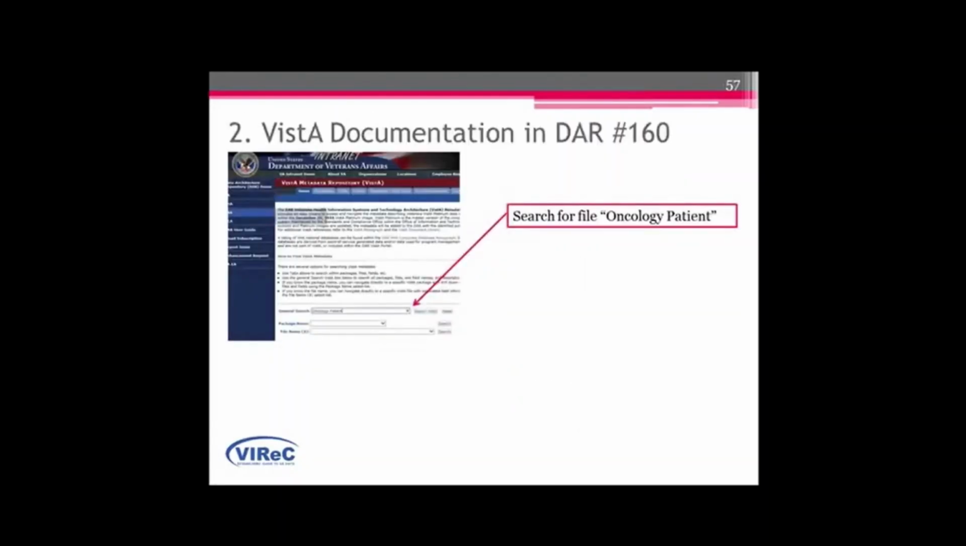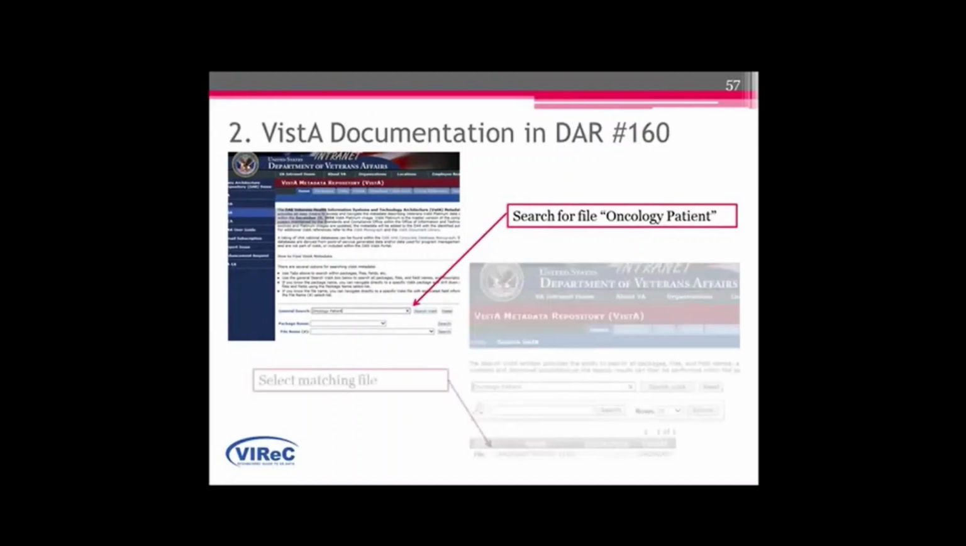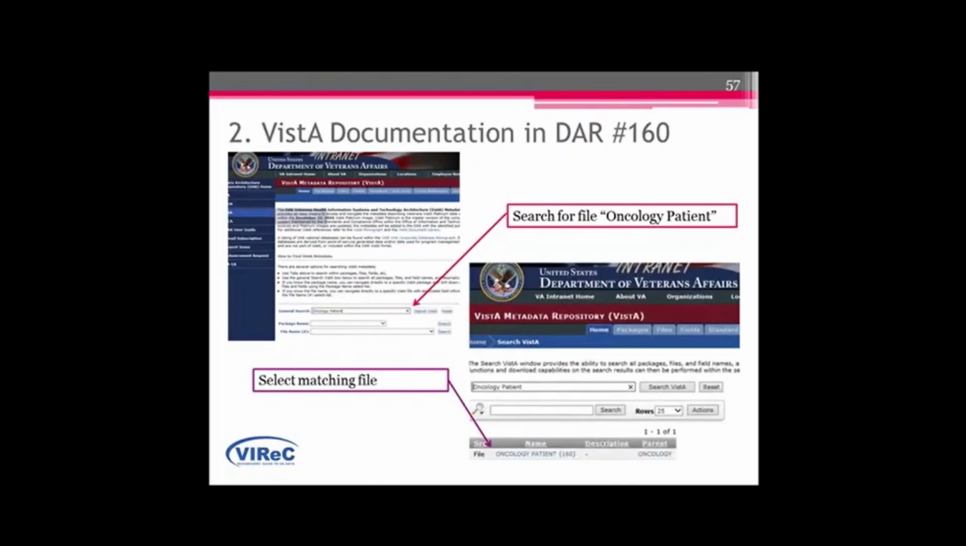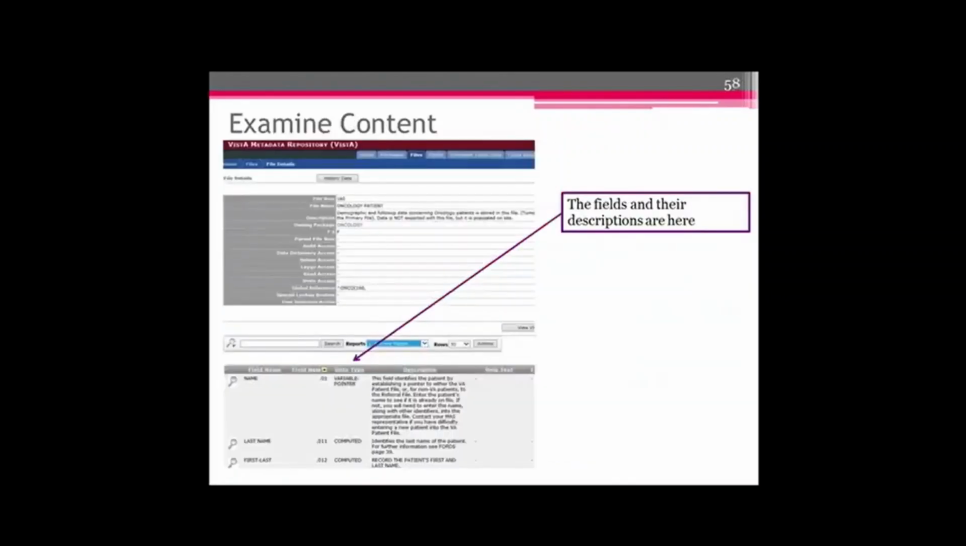As a quick example, I am here at the data architecture repository like we discussed in the previous slide. In this case, I'm entering the name of the table and pressing search VISTA. Then I select the matching file from the output, and I arrive at file 160 oncology patient. Down below I can see each of the fields located inside this file, and I can see descriptions of them, help text, whether they're pointers to some other file, and so on and so forth.